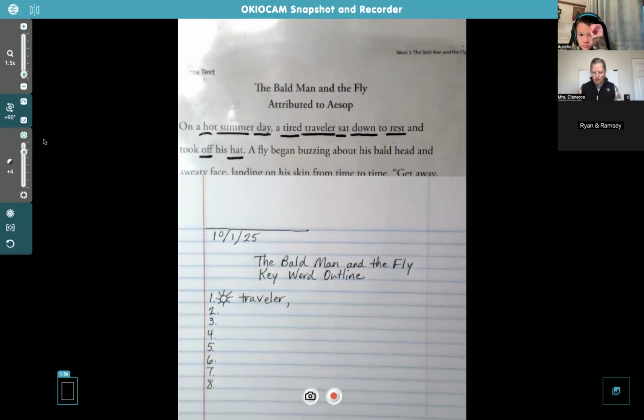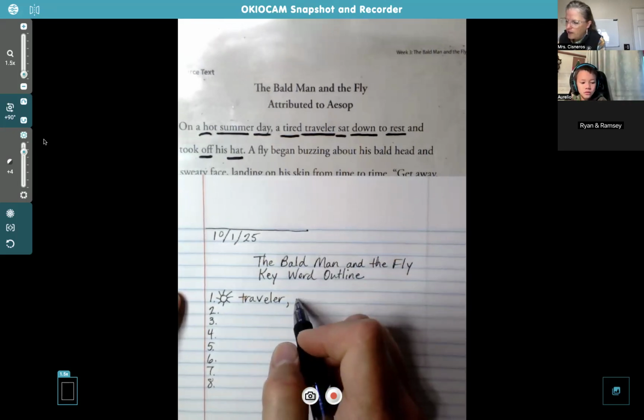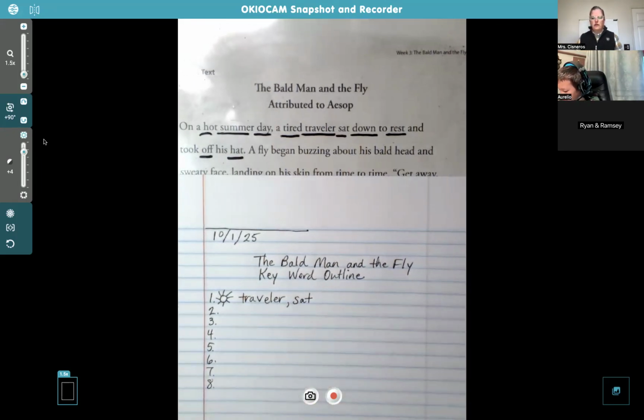Oreo, did you have something to say? You can use hat as a symbol. Okay, that would work. What did the traveler do, Raishan? What did the traveler do in that sentence? Try to sit down and rest. Okay, good. So we're gonna put sat. That just means he sat down, right? So traveler, it was a hot summer day. The traveler sat down to rest.